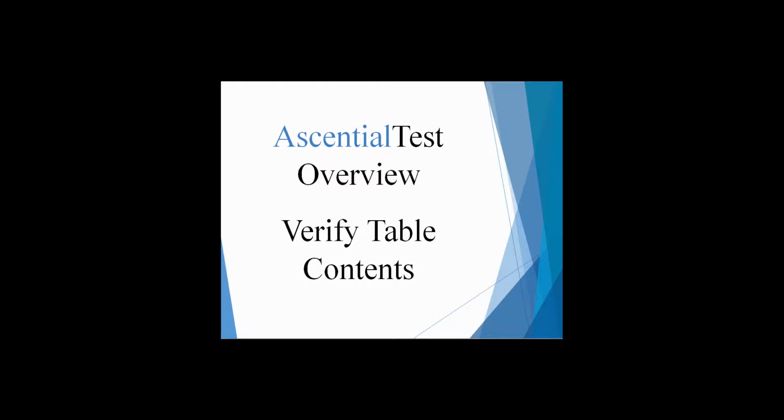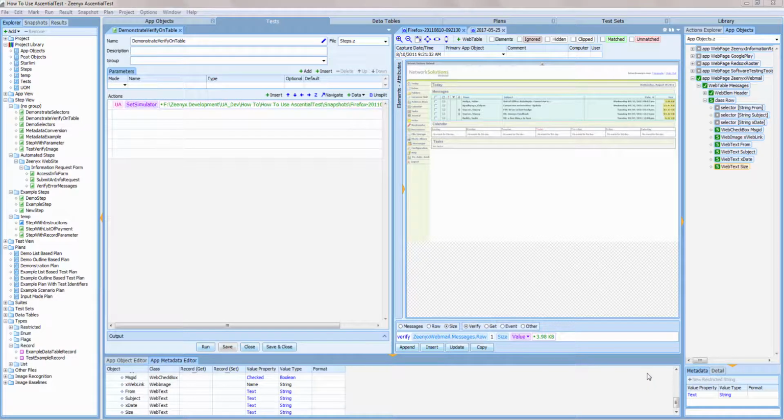In this short video, I'm going to explain a little-known feature of Essential Test that we refer to as table contents verification. This feature provides a mechanism for capturing a baseline of an application table, essentially creating an expected result so that it can be compared to an actual result at runtime.